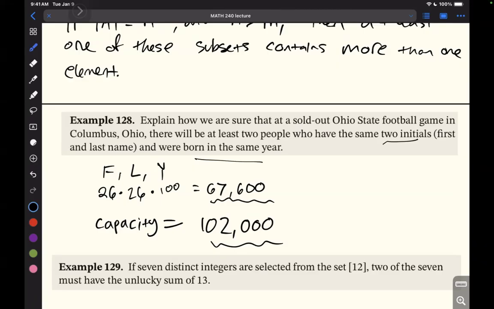Do you remember on the first day we talked about how many people in San Francisco have the same amount of hairs on their head? This is the pigeonhole principle.